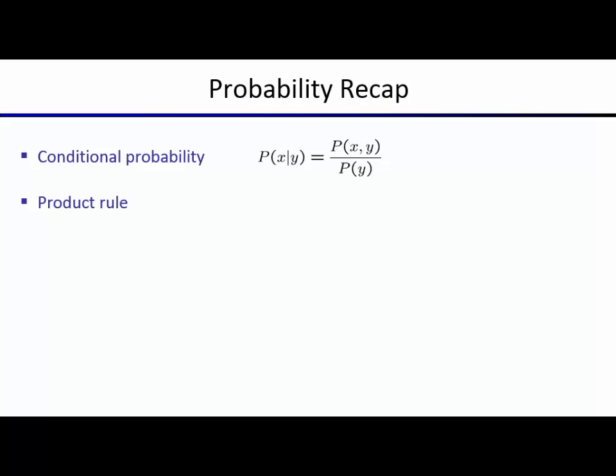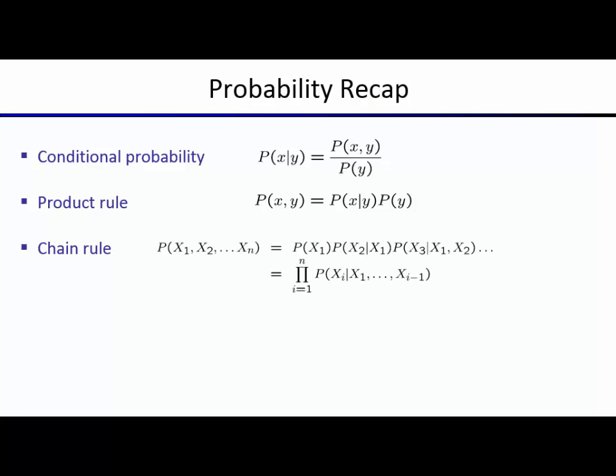Now, with that in place, we can multiply both sides by P(y), we get the product rule, which says that if we have a joint between two variables x and y, we can decompose it as the conditional of x given y times the marginal for y. We can also swap the roles of x and y, of course. This is all symmetric. We can generalize this.